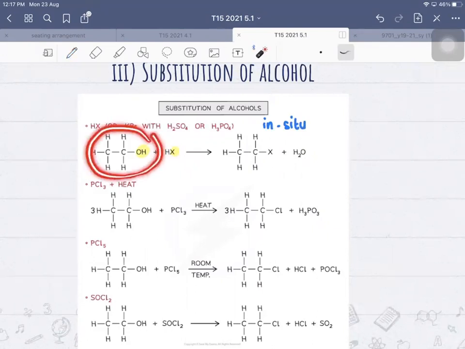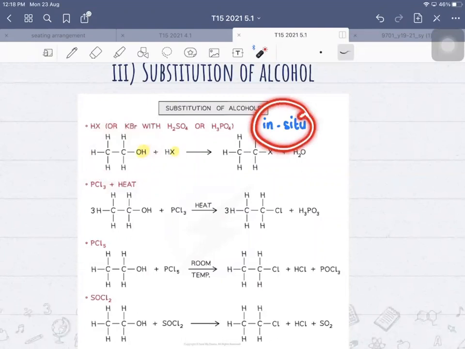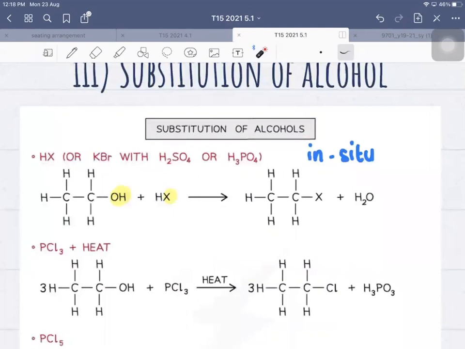So how do you form hydrogen bromide, for example? To form hydrogen bromide, you would add potassium bromide with sulfuric acid as your catalyst or phosphoric acid as your catalyst. Okay, so this is actually a group 1 metal bromide. So you can use potassium bromide or sodium bromide. If you want to produce hydrogen chloride, you would use potassium chloride or sodium chloride with sulfuric acid or phosphoric acid. Then in the same reaction mixture, once you form your hydrogen halides, it will react with your alcohol immediately. All right, so that's the idea of in situ. You will come across this word again in the future. Okay, so in situ means it is produced together with the other reactant.